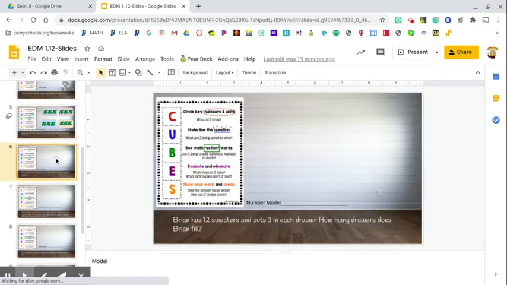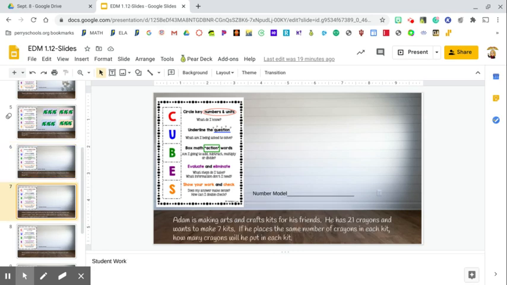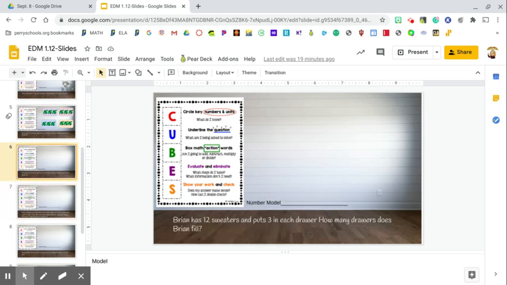And I'm going to show you how to get the information and use the tools that we have to solve this problem. So my problem says Brian has 12 sweaters. He puts in 3 in each drawer. So this is the same as the one before. I'm just showing you how I did this.